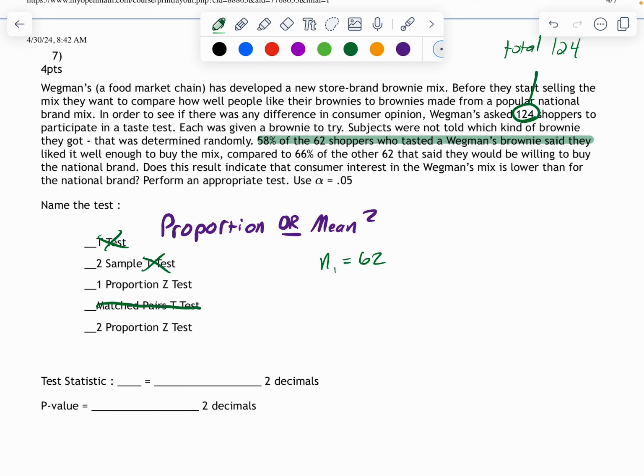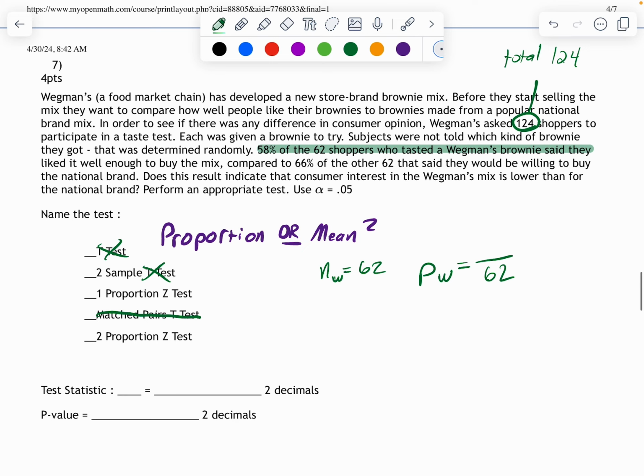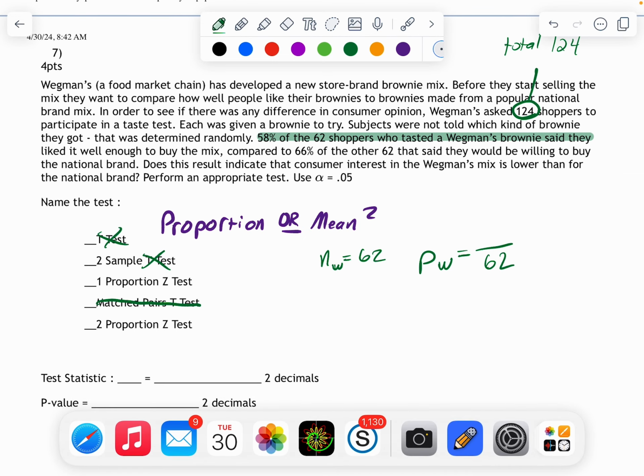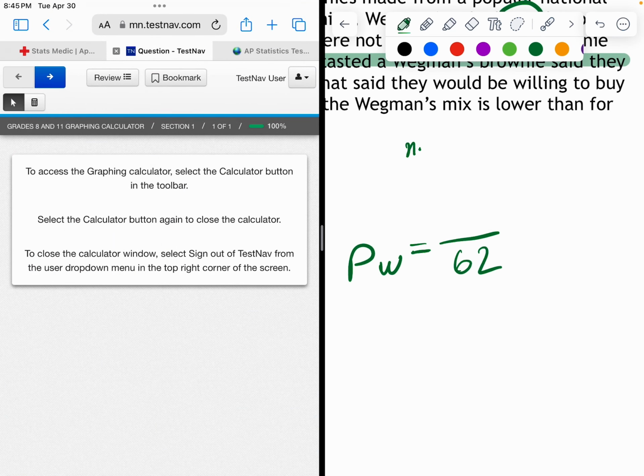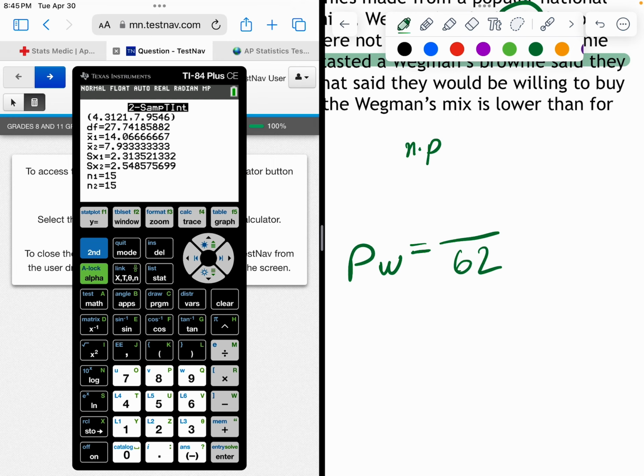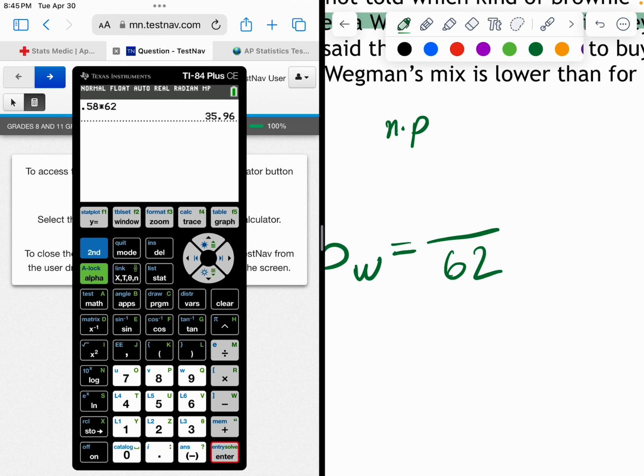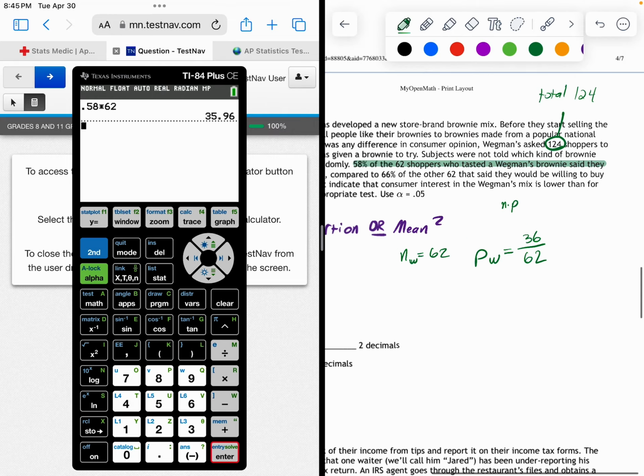N1 is 62. The proportion for the first sample, the number of people that got the Wegmans brownie, of those 62, 58% said they would like it and they would buy it again. So I want to know that number. What is 58% of 62? I'm pretty much doing N times P. 58% times 62, and I'm going to round that up because it's got to be a whole person. 36 people said they would buy it again.